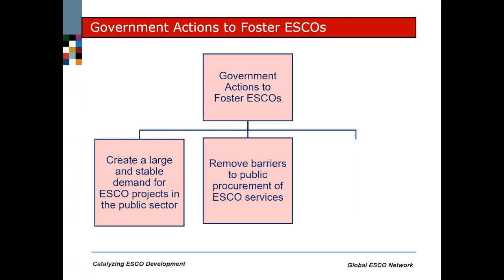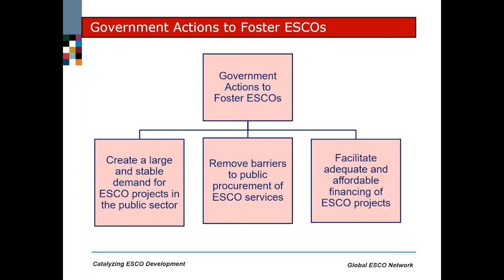Secondly, they need to remove some of the barriers to the public procurement of ESCOs. I mentioned some of these barriers earlier, and I will talk about how some of these things can be done. Thirdly, one of the biggest challenges to ESCOs is the ability to get sufficient and affordable financing. ESCOs generally invest a certain amount of money, and the amount they invest is limited by their own resources. If they want to scale up and provide large-scale implementation of projects, they need to have sufficient access to capital. So what can governments do to help that happen? Let's look at some of these.